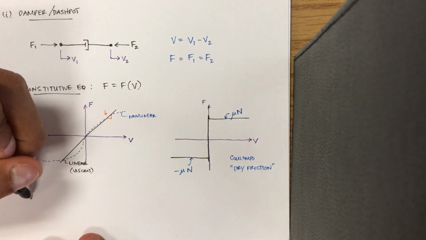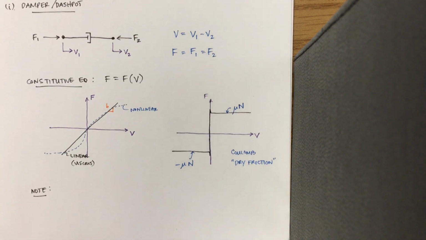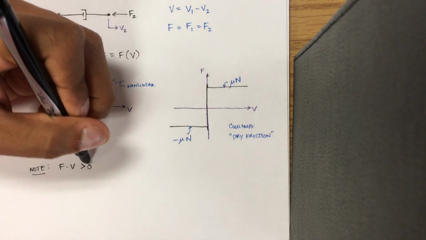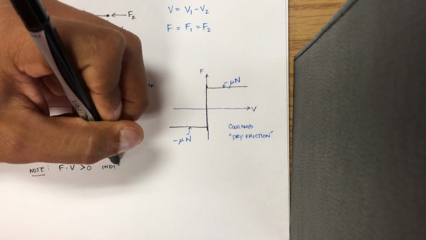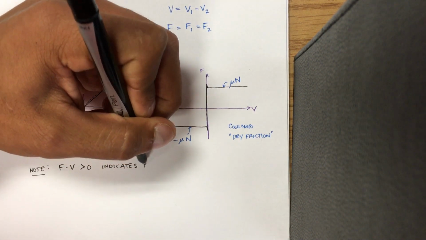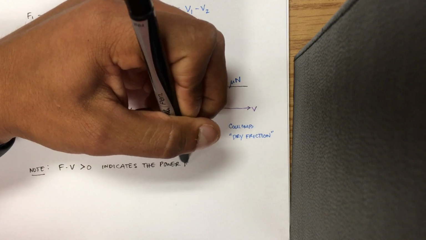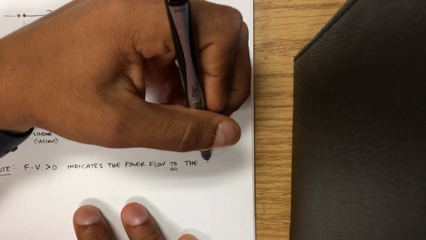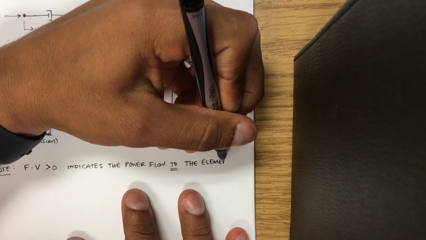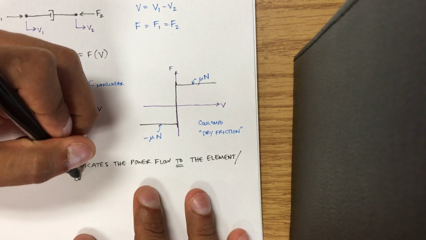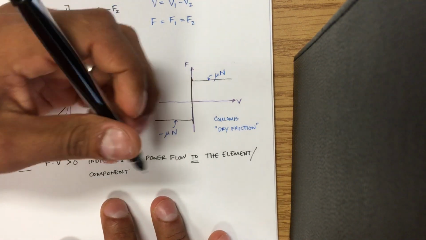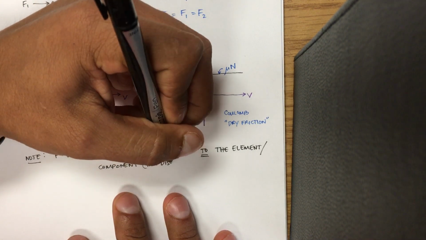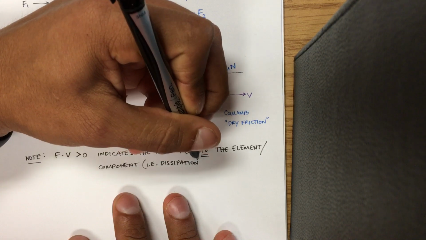Now, one thing we can make a note of here at the bottom is that in any case where the product of the force times the velocity is greater than 0, then this would indicate that the power flow is to the element or component, which is just a simple statement that we have dissipation of power and energy.